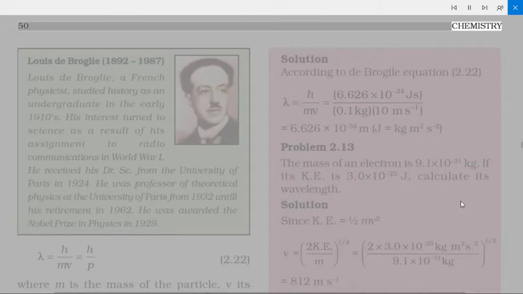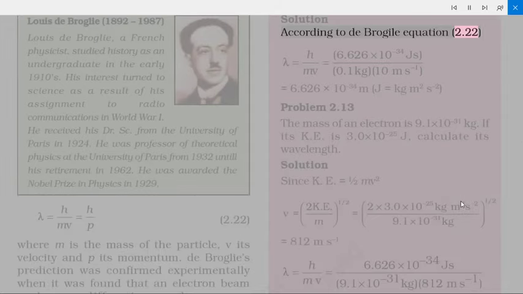According to the de Broglie equation 2.22, lambda = h/mv, where h is 6.626 times 10^-34 J s, and J = kg m^2 s^-2.